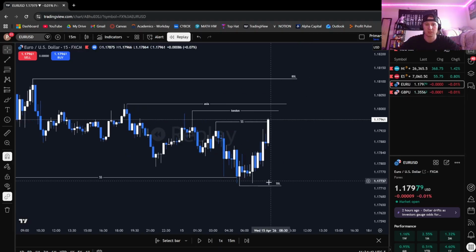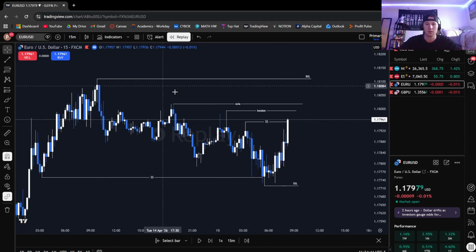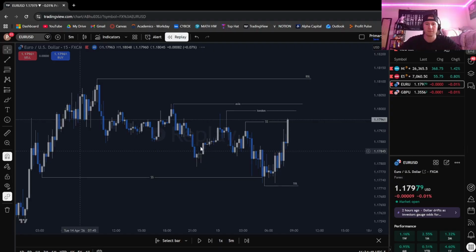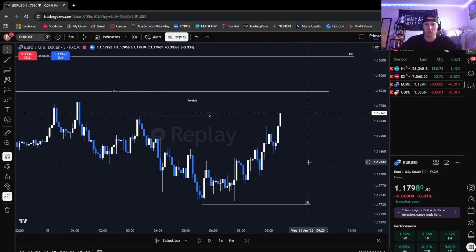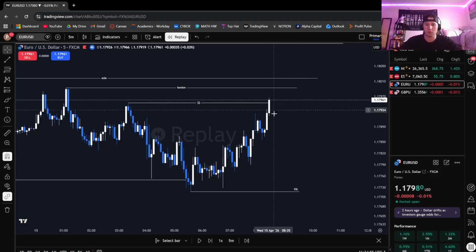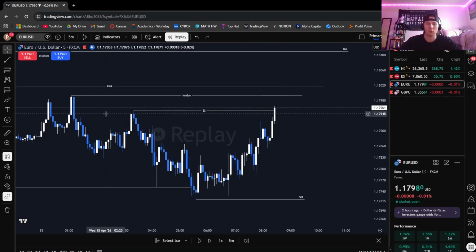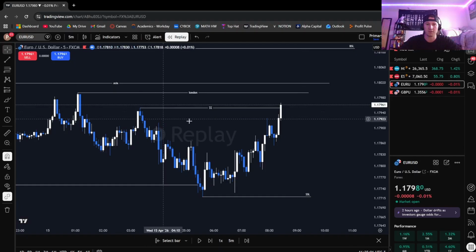So this is what the 15 looks like. There's no gaps or anything. I mean, there's some gaps up here, I guess. 5 minute, kind of the same thing. There's a gap here. So in order for me to target a short, I want to see this gap get inversed and us displaced through here, given that we're sweeping this high. So let's keep this gap in mind.